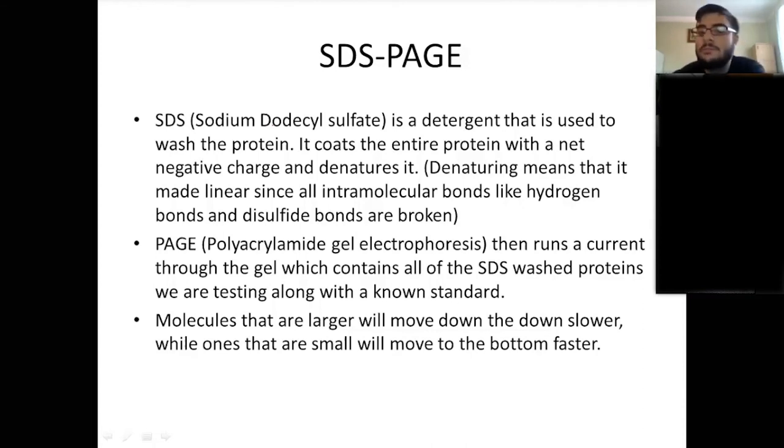What is a PAGE experiment? So a polyacrylamide gel is like a block of gel, and it has different columns, and you pipette protein into each column, and then you run a current through the gel, which contains all the SDS-washed proteins along with a standard. So molecules that are larger, like large proteins, will move down the gel slower, while ones that are small will move to the bottom of the gel fast. So I can show you a picture of what this looks like.